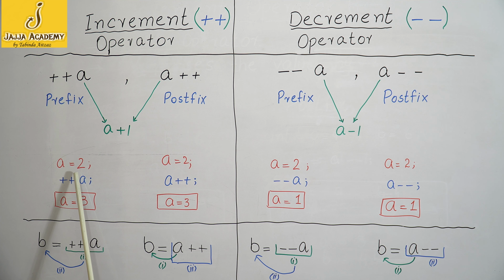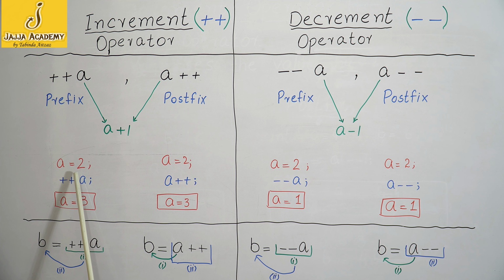Now let's see the decrement operator. The decrement operator is also used in two forms, prefix form and postfix form. When we write the decrement operator before writing the variable name, then it is known as prefix. Pre means before and post means after. So when we write the operator before the variable, then it is known as prefix form, and when we write the decrement operator after the variable name, then it is known as postfix form.